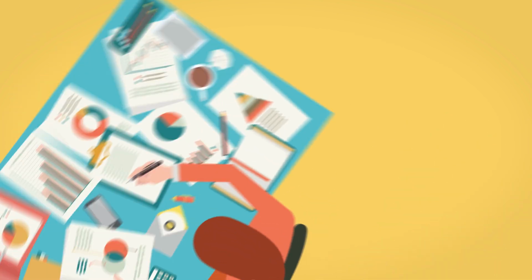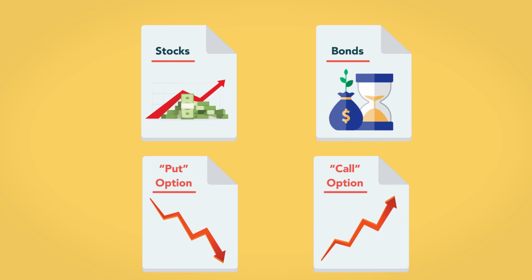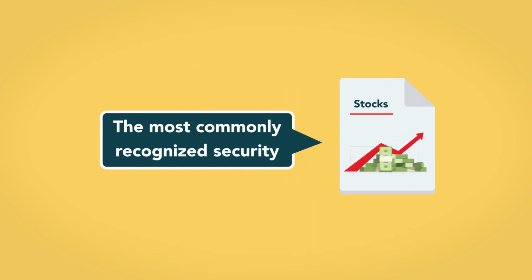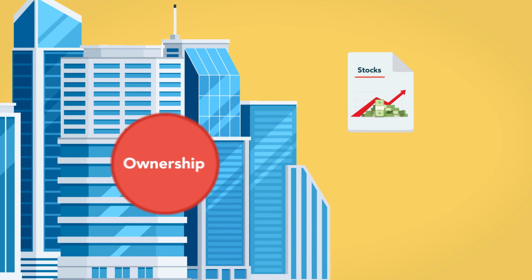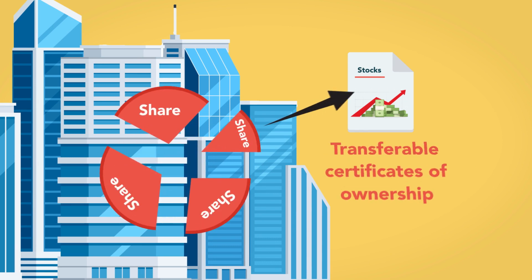There are multiple types of traditional securities to which the federal securities laws indisputably apply. These include stocks, options, and bonds. Stocks. Stocks are the most commonly recognized security, as the Securities Act specifically enumerates stock as a form of security. In the investment world, stock is defined as the ownership of a corporation, typically divided into shares, and whose interests are represented by transferable certificates of ownership.